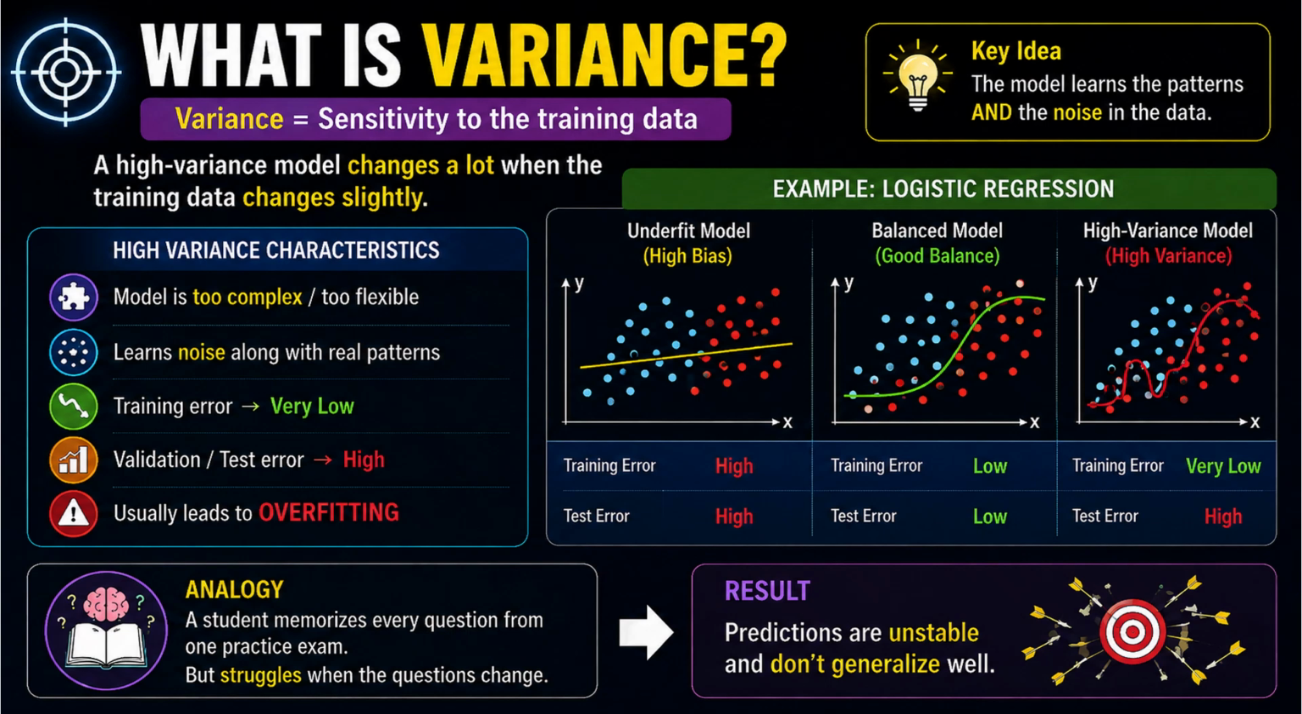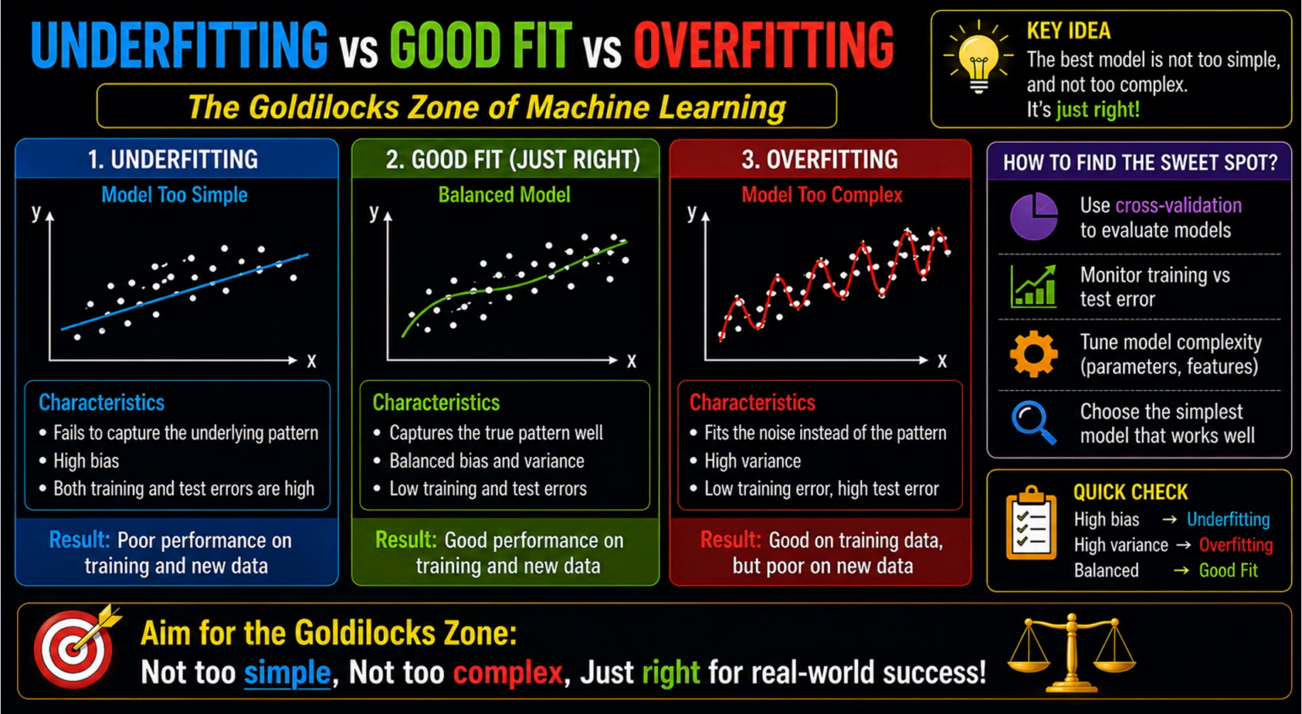An example with logistic regression is shown here. You can have a linear model, where you have high bias, a very flexible model, where you have high variance, and a balanced model, which is a good fit with the data points. Now, an analogy: a student memorizes every question on one practice exam, but struggles when the questions change. The result is that predictions are unstable and don't generalize well.